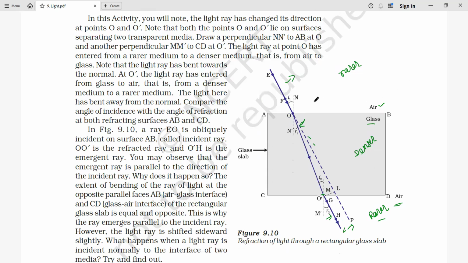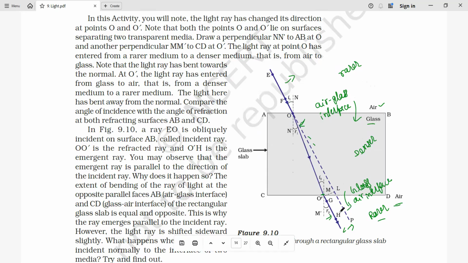So here two interfaces are there. Okay, so both are where? This is the air-glass interface here, and at this position we have the glass-air interface. So two different interfaces are going to occur. Here we have rarer to denser medium. Here we have denser to rarer medium.